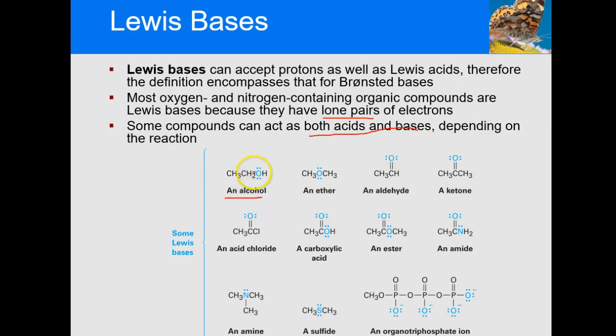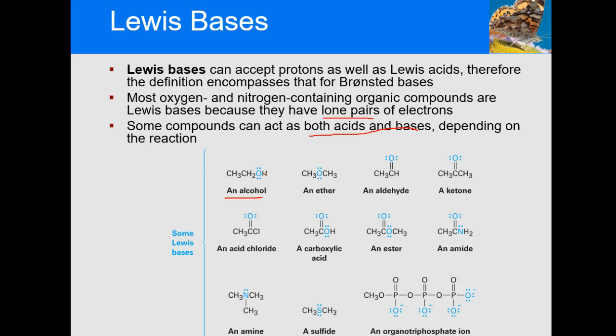Why is it a base? It has lone pairs, so it can share these electrons with another compound. But it can also act as an acid. Why is it an acid? Well, the hydrogen is very partial positive because it's attached to an electronegative atom. So it can also act as an acid. We will talk in class about how you recognize if it's acting as an acid or a base.